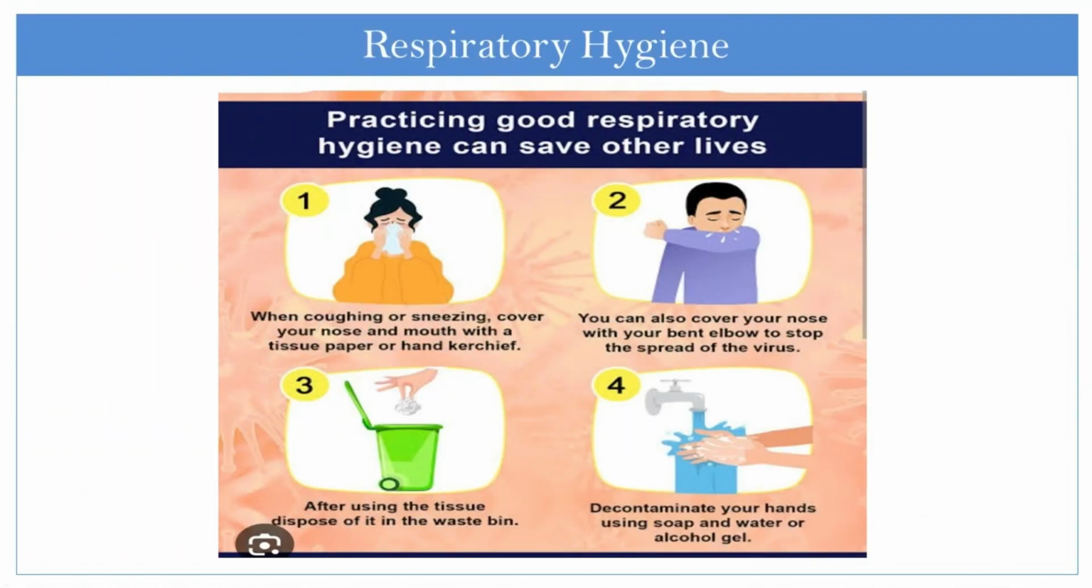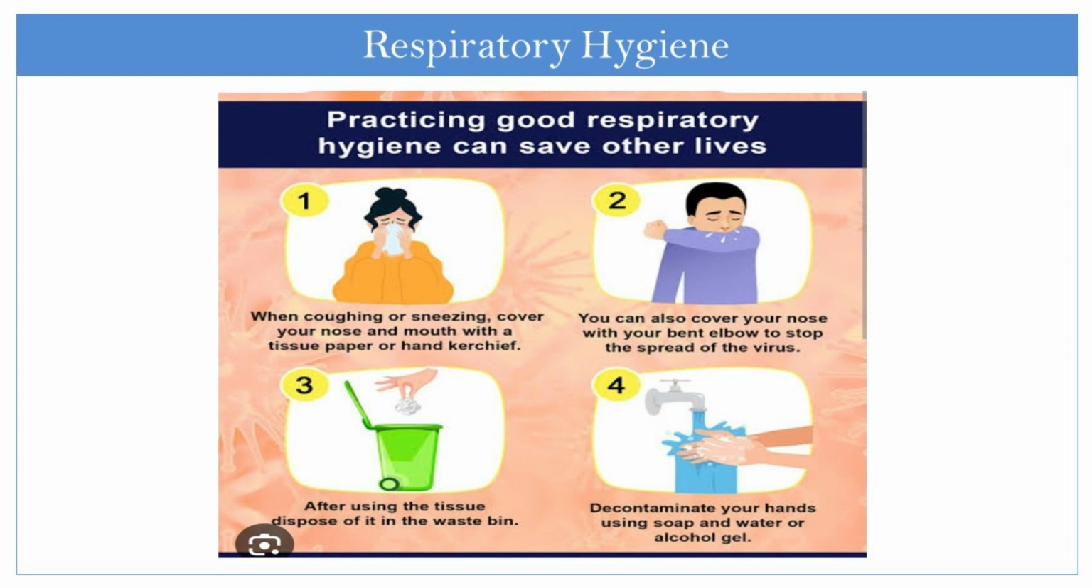Respiratory hygiene. Practicing good respiratory hygiene can save other lives. For example, when coughing or sneezing, cover your nose and mouth with tissue paper or a handkerchief. When you can't do that or you don't have one, or you're doing the rounds, you can use a bent elbow to stop the spread of infection. Always dispose of the tissue in a waste bin after use, and decontaminate your hands using soap and water or alcohol gel.